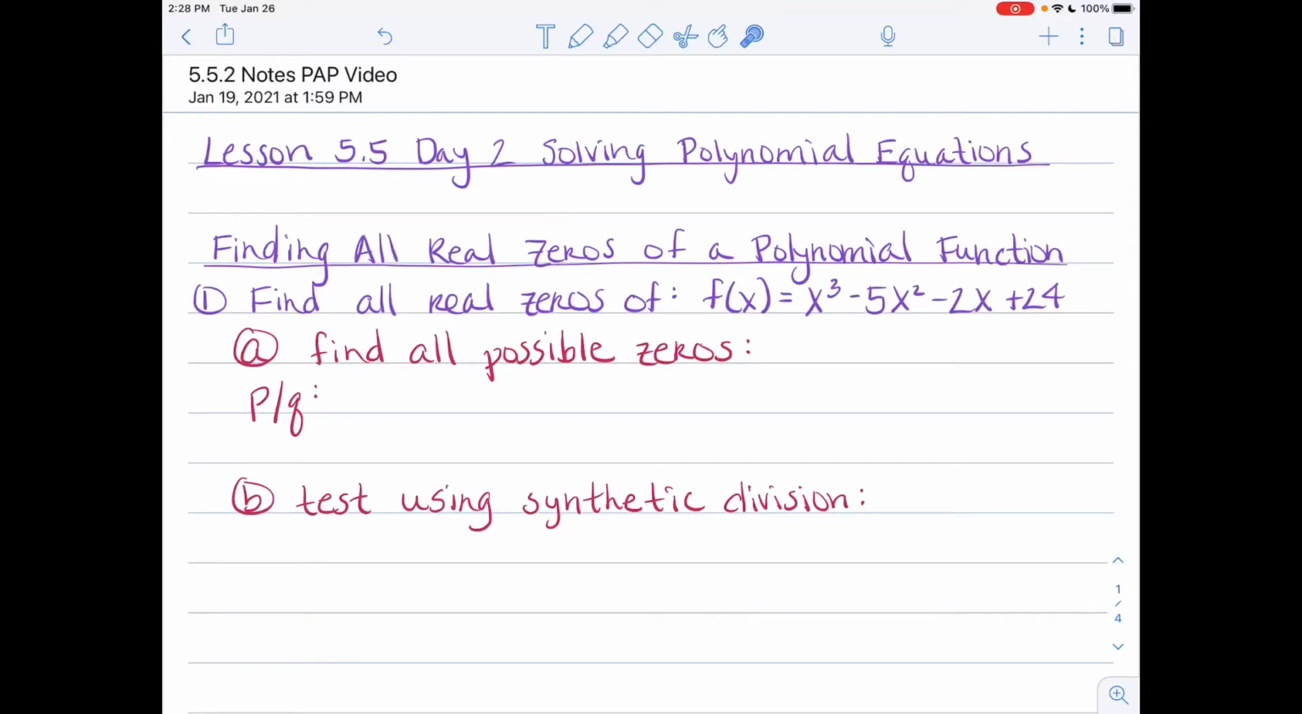Hi everyone, today we're going to be continuing lesson 5.5, solving polynomial equations. We're going to pick up where we left off last time in finding all of the real zeros of a polynomial function. So we want to find all the real zeros of this particular polynomial function.